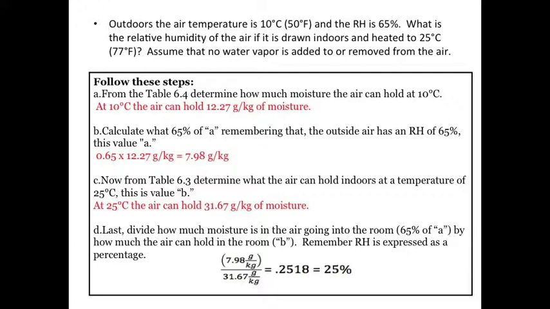So you take 0.65 times 12.27 grams per kilogram, and you get 7.98 grams per kilogram. Now, from Table 6.3, determine what the air can hold indoors at a temperature of 25 degrees Celsius, which is value B. At 25 degrees Celsius, the air can hold 31.67 grams per kilogram of moisture.